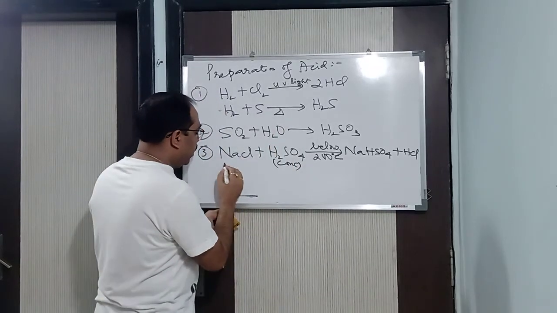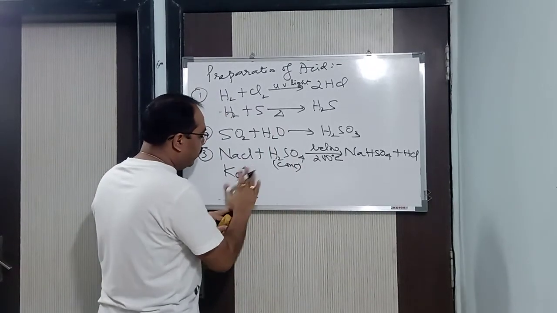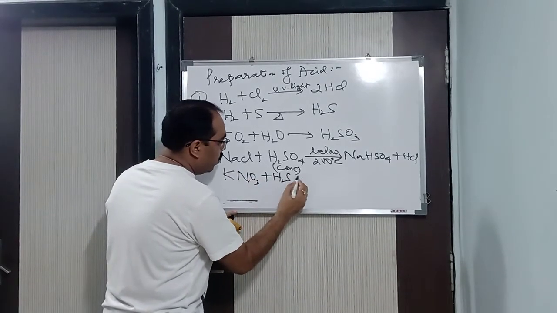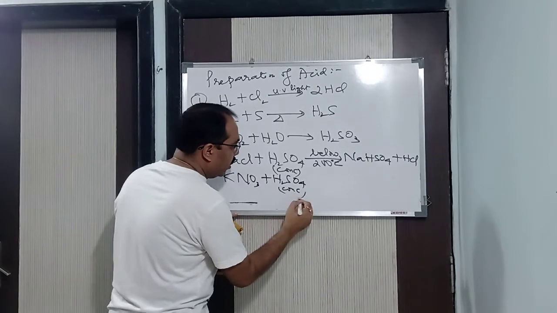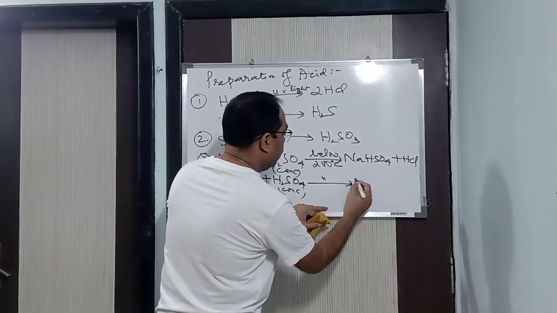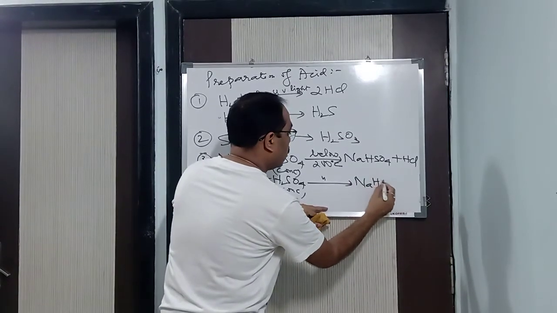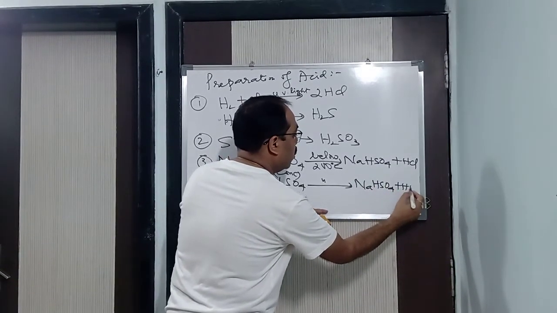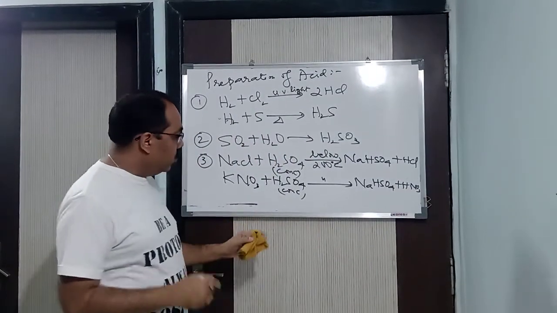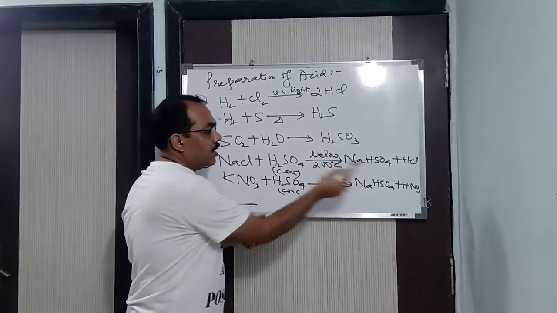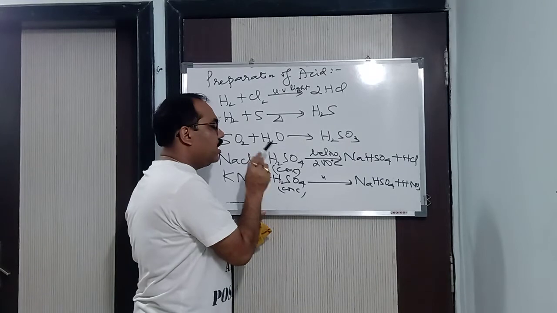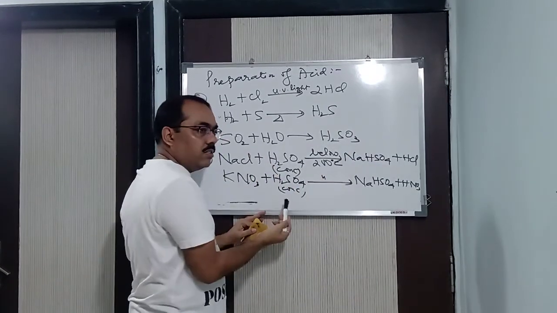Similarly, if you take KCl, or let us say KNO3, and concentrated sulfuric acid, same condition, what will you get here? You will get nothing but NaHSO4 plus HNO3. So one thing I will say is that this is a non-volatile acid and these two are volatile acids. So a non-volatile acid produces a volatile acid.